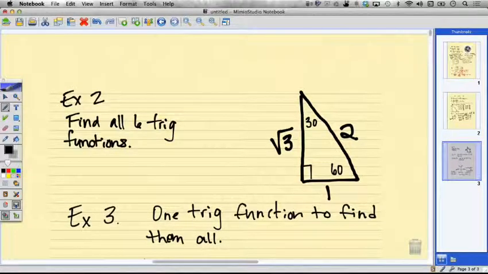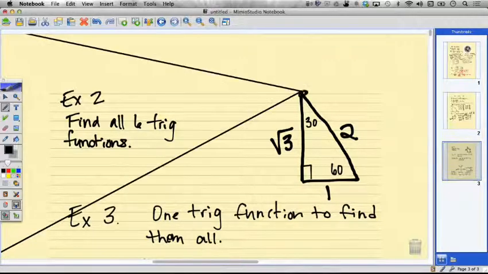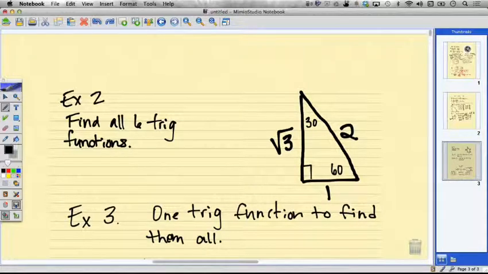Okay, so here again, we're looking at trig functions. Do this for 30, 60, 90, but let's go ahead and pick this one. I want you to find all 6 trig functions for angle A. All right, here we go.